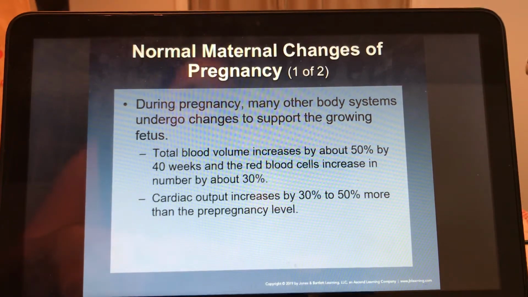She winds up having more cardiac output. She's having to push and have her heart rate go up. She's having to circulate more because she's got to carry around more to get more oxygen to the baby itself and maintain her natural metabolic state.